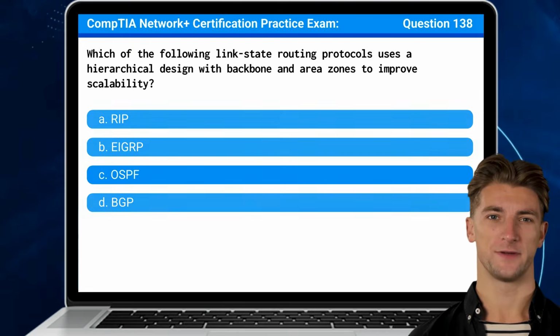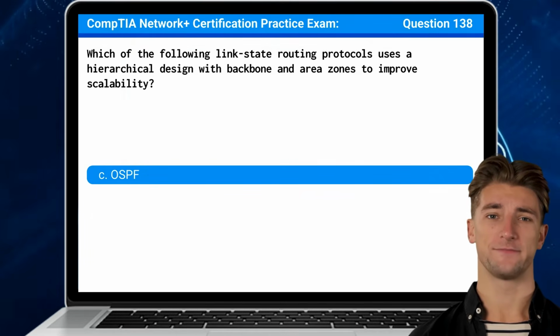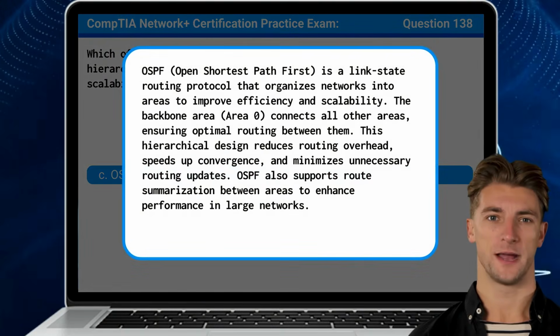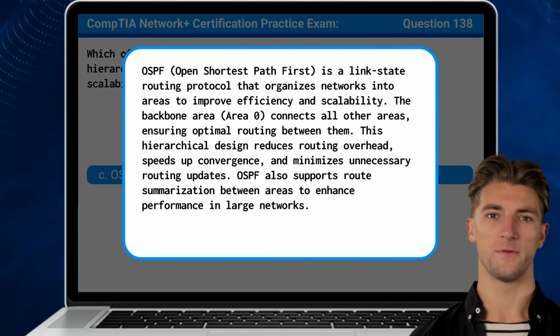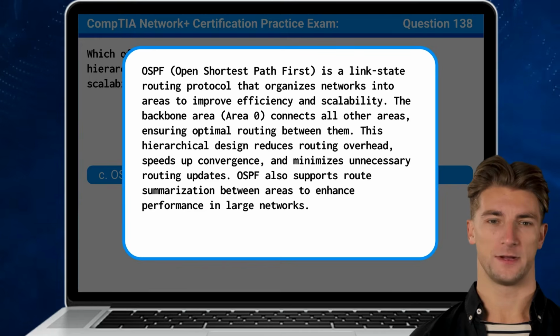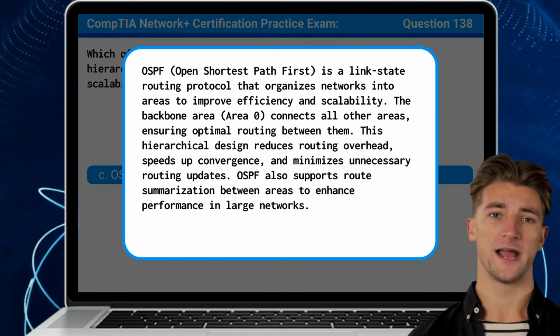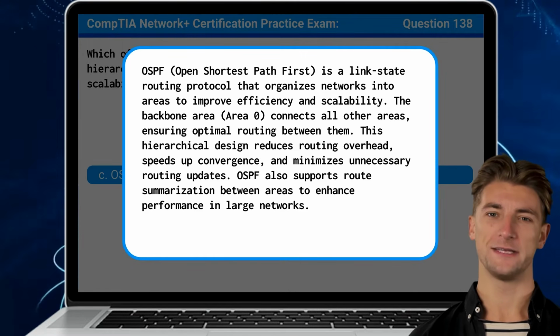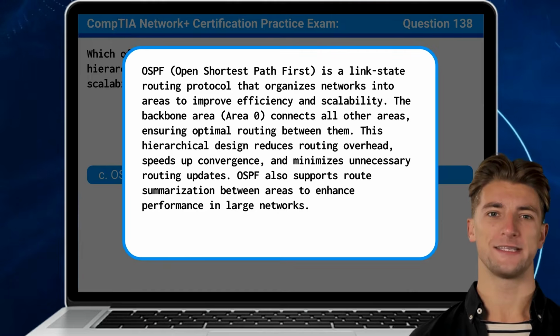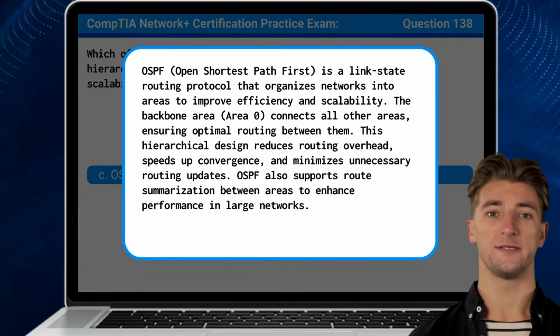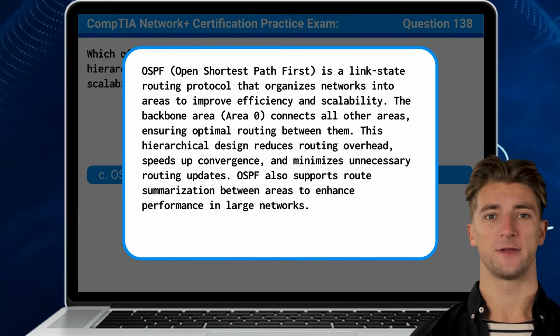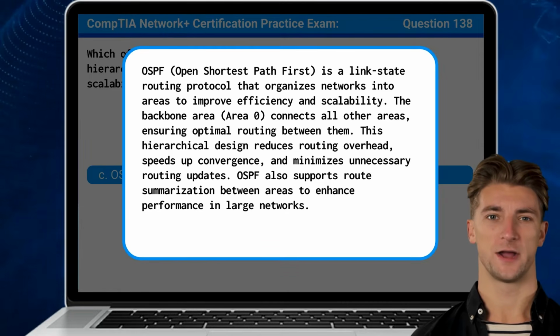The answer is C. OSPF. OSPF, or Open Shortest Path First, is a link state routing protocol that organizes networks into areas to improve efficiency and scalability. The backbone area, Area 0, connects all other areas, ensuring optimal routing between them. This hierarchical design reduces routing overhead, speeds up convergence, and minimizes unnecessary routing updates. OSPF also supports route summarization between areas to enhance performance in large networks.